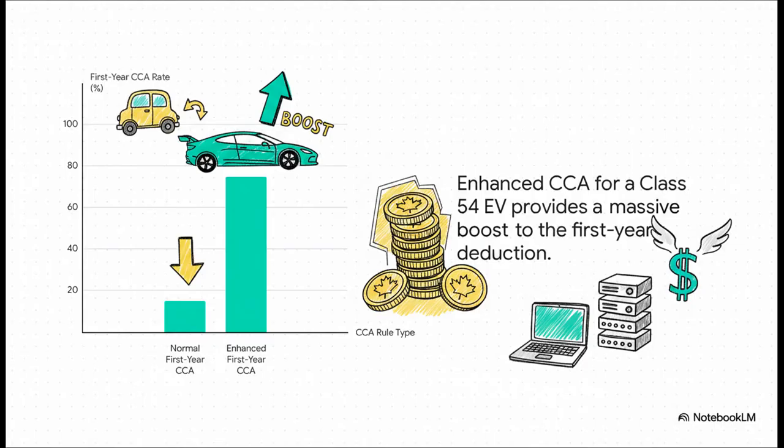This chart really brings the impact to life. Under normal rules, a new electric vehicle would only get a 15% deduction in its first year because of the half-year rule. But with these enhanced incentives, that first-year deduction skyrockets to 75%. And for some tech equipment, it can be a full 100% write-off in year one. The difference is just enormous.